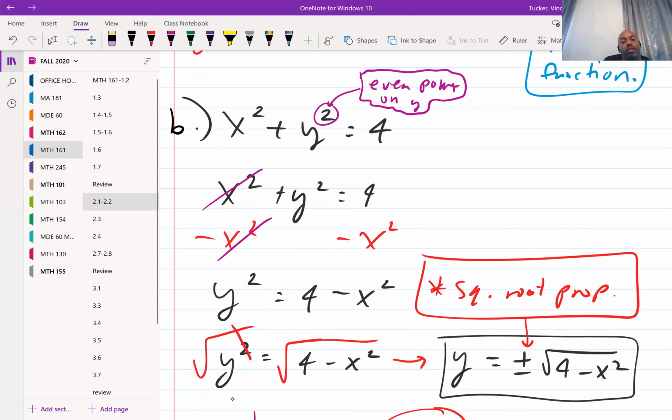And so whenever you take the square root of both sides, don't forget the square root property has to be implemented. Whenever you take the even root of both sides, that plus or minus has to be implemented. And this is what's going to cause us to get more than one value. So the key here, once again, is do you have an even power on your y? That's going to cause us to have to implement this plus or minus.